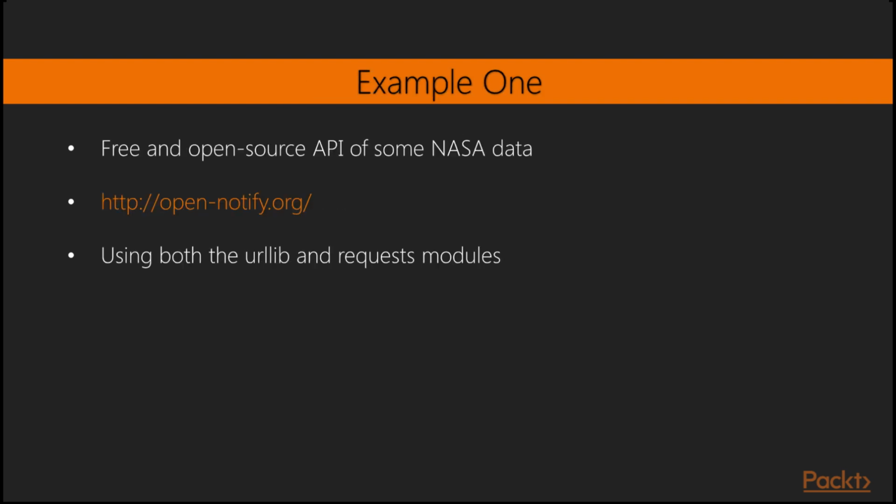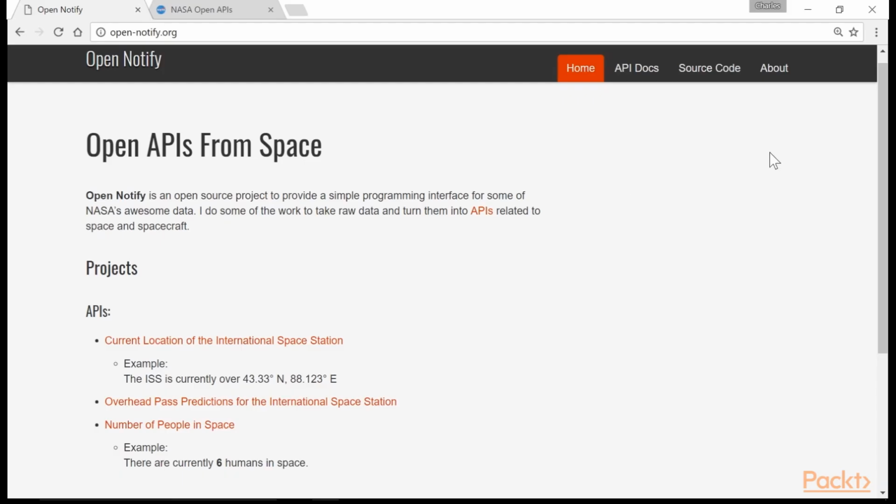Okay, so let's jump right into it. For our first example, we're going to look at the OpenNotify API. This is a free open source API that has some NASA data. So let's go to the website now. This API can tell us things like the location that the International Space Station, the ISS, is currently at. It'll tell us when the ISS will pass over a certain location, and it will also tell us how many people are in space right now.